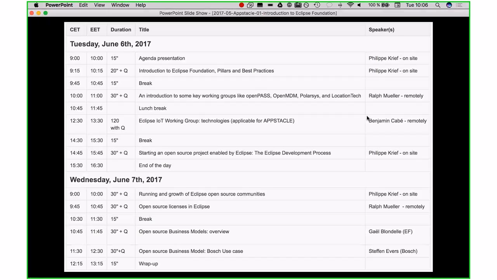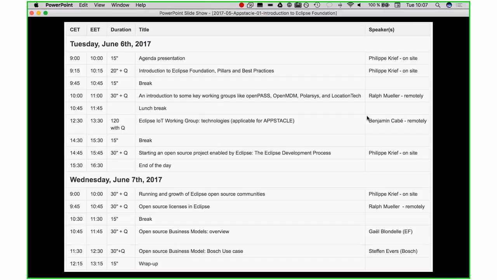And then after that, we will have a session from Ralph again, who will present open source licenses, and more specifically the Eclipse Public License, to understand exactly what the differences are between different kinds of open source licenses and what Eclipse brings in terms of license. And after the break, we will cover business models. So it's certainly interesting for SMEs to understand if they are giving up their code, how they can still make money and business giving up their code or part of the code.